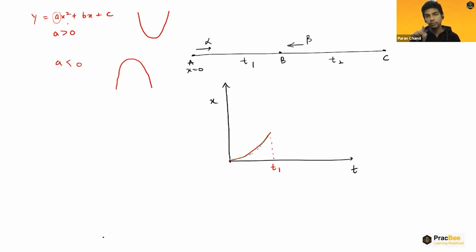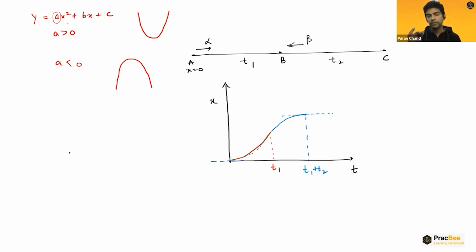In the second part, from B to C, the particle is decelerating, so the slope should decrease, right? So the nature will be something like this. Got it? And at this particular point, the slope should be parallel to the time axis because the velocity is 0. At the initial position and at the final position, the tangent will be something like this. And this particular point will be your T1 plus T2.